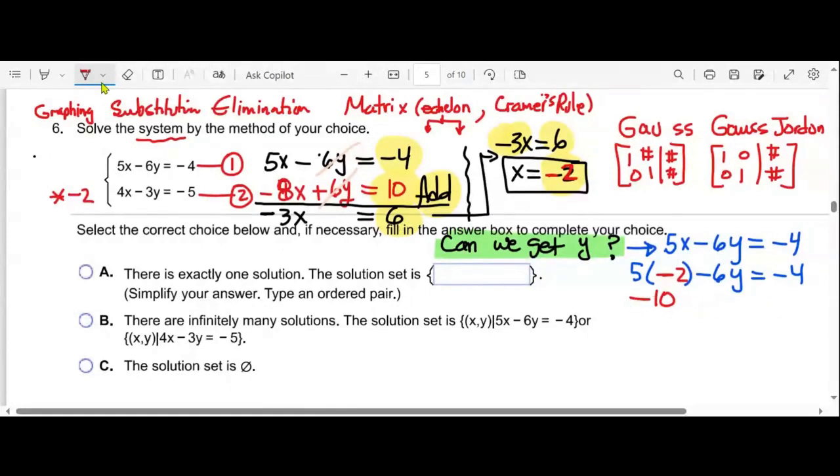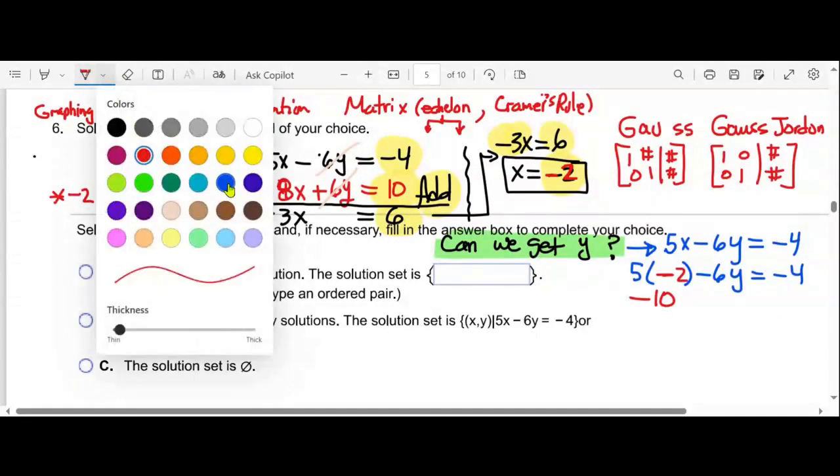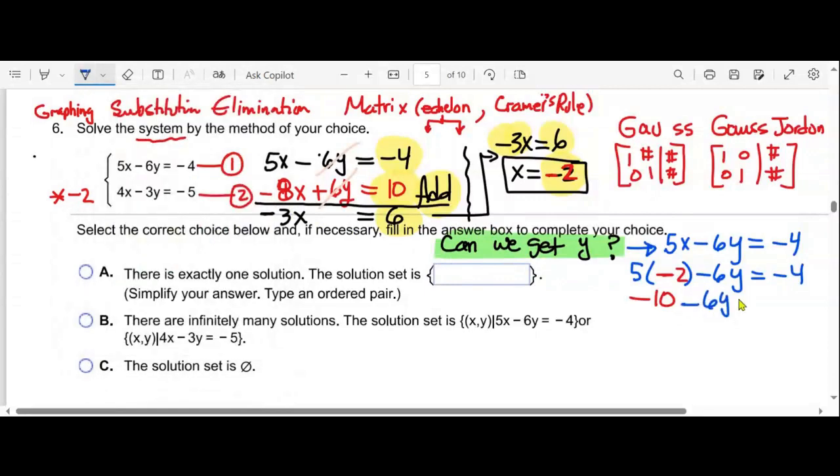-10. Okay. Now I'm gonna rewrite this again, and then move the -10 to the other side, it becomes +10. So you have -4, +10, -6y. That gives you what? 6. -6y. So y equals how much, ya Muhannad?